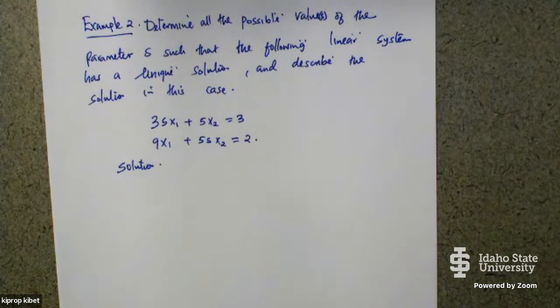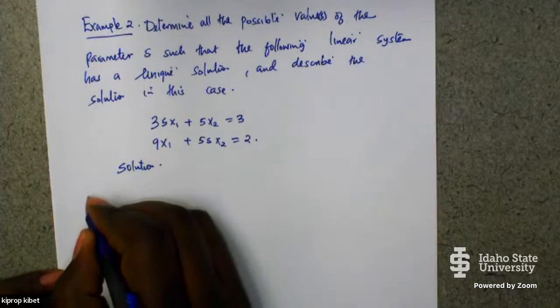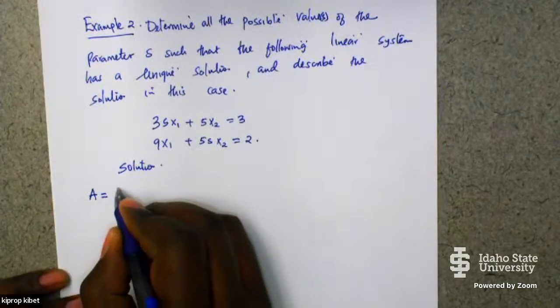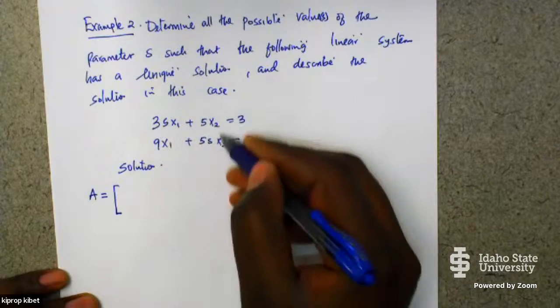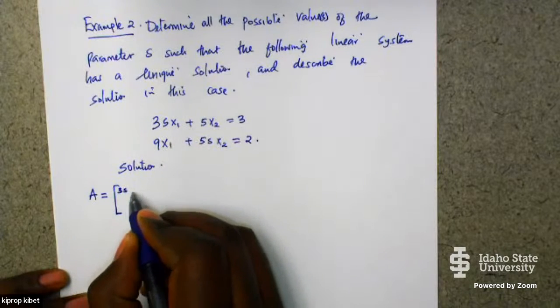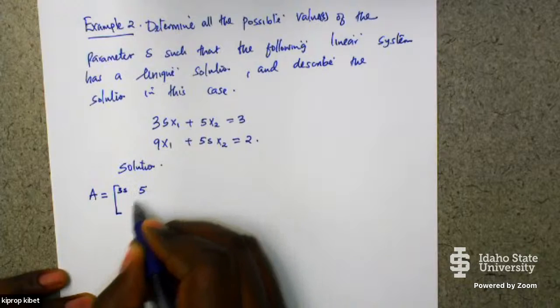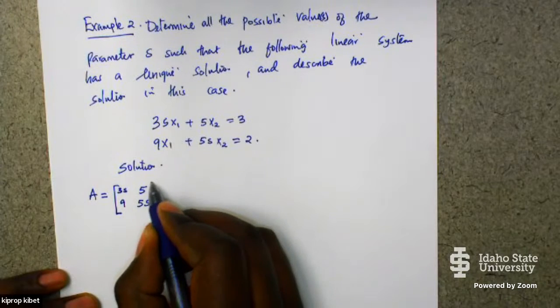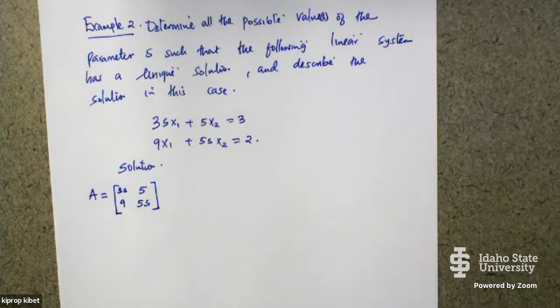First of all, you need to write the coefficient matrix, which you can name A, which is equal to the coefficients of these. So the first row is 3s, 5, and then 9, and 5s. So that is the coefficient matrix.